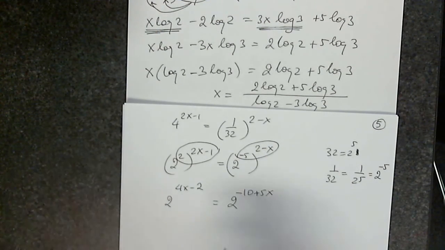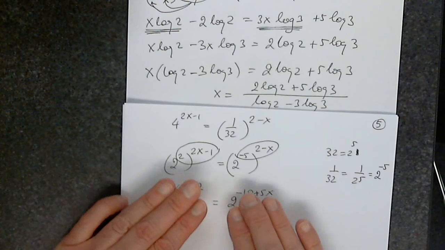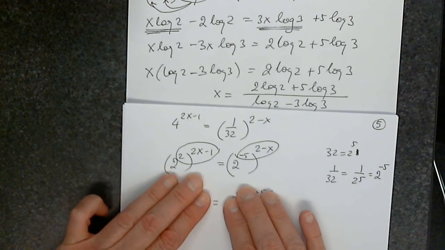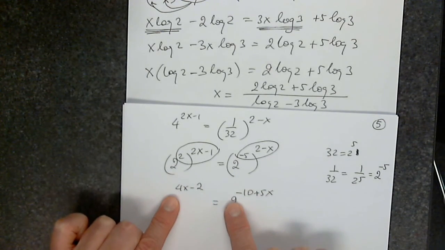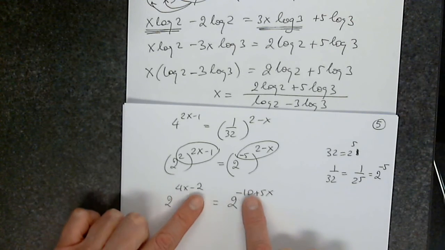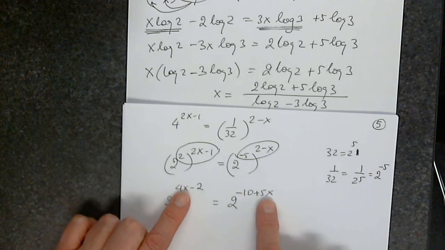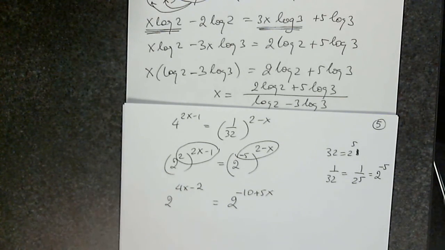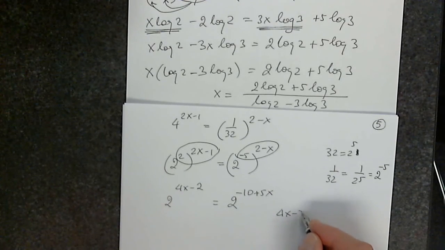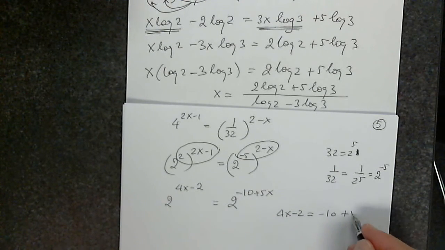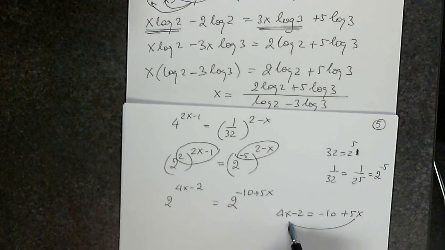Now, I don't want you to cross out x or 2. I'm not doing that. Okay, I'm saying this. 2 numbers are equal, and they have the same base. What has to happen to their exponents then? They must equal each other. So then 4x minus 2 must equal negative 10 plus 5x. I move 5x, I get negative x, and I move negative 2, and I get negative 8, so x equals 8.